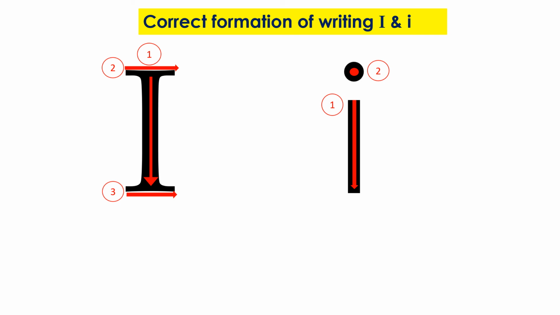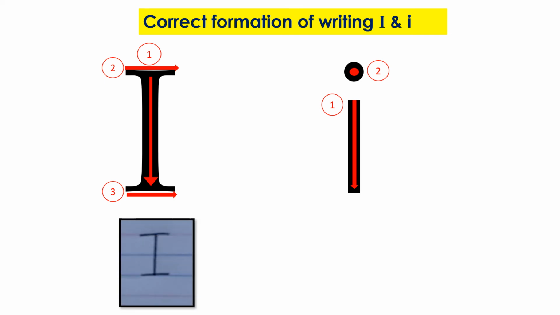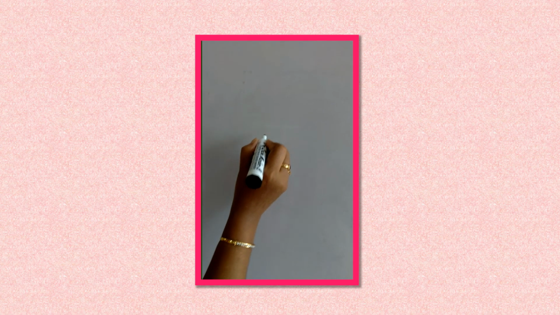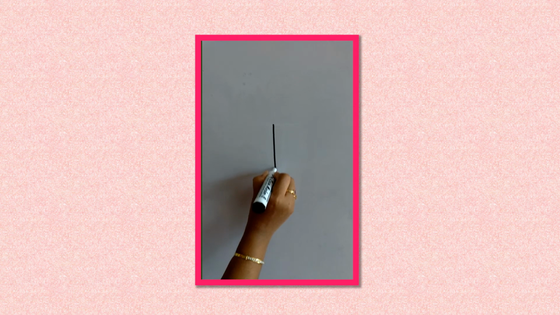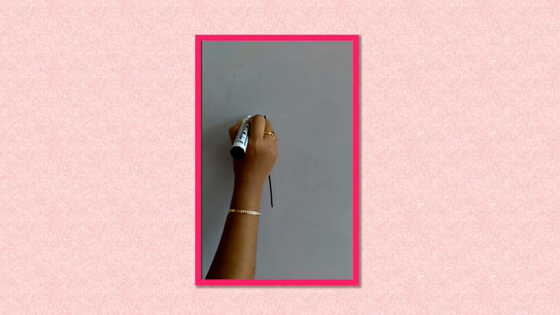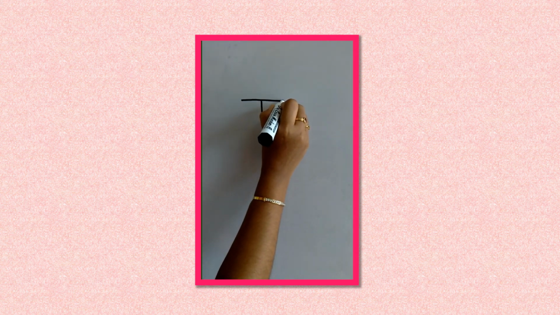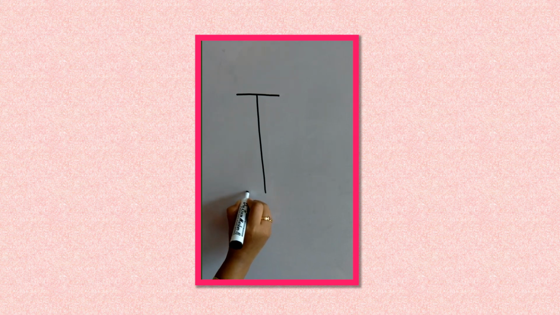Alright? Now, we'll see how to write capital I in your double ruled book. Here you can see that. Next, we'll see how to write simple letter I in your double ruled book. Next, teacher will show you how to write capital I and simple I on the whiteboard.